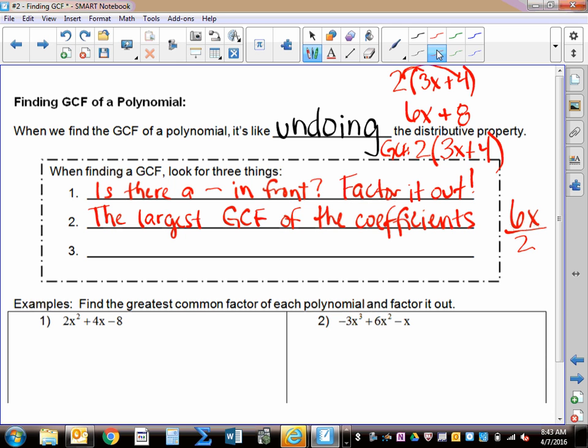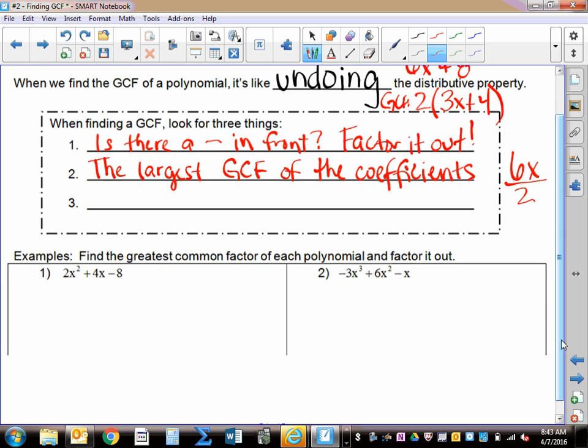So since we already made mention of this negative here, let's go ahead and work through it. Since there's a negative in front, I need to pull out that negative with my GCF. Now let's take a look at the largest GCF of my coefficients. I have coefficients of 3, 6, and what's my coefficient for this last term? Good, -1. So looking at 3, 6, and 1, what's my GCF of those? Close. 1. So 3 is a factor of 6, but is 3 a factor of 1? No. So 1 is the only thing that all of them have in common. Okay, so that comes out.